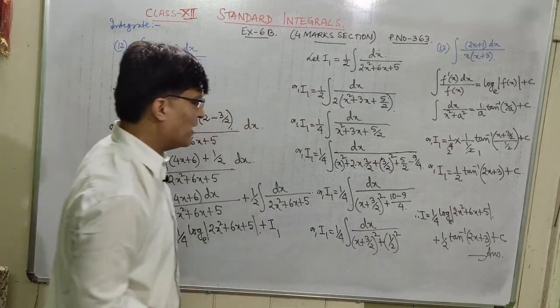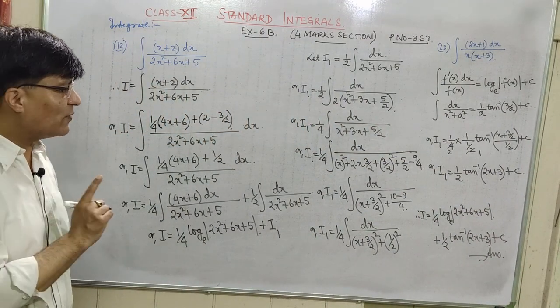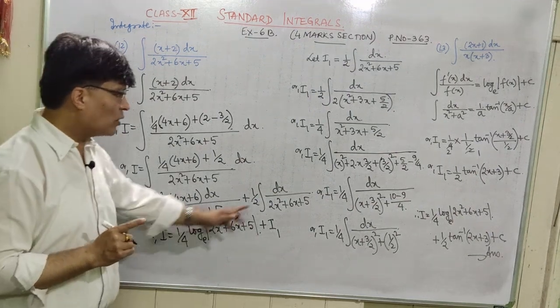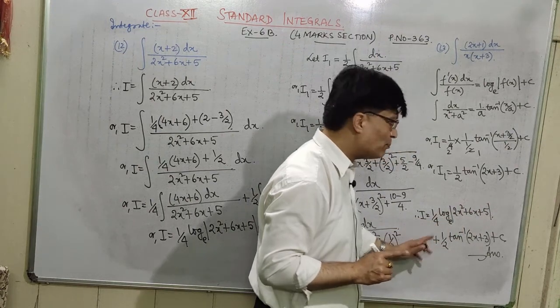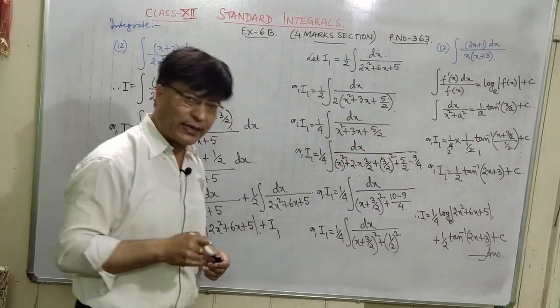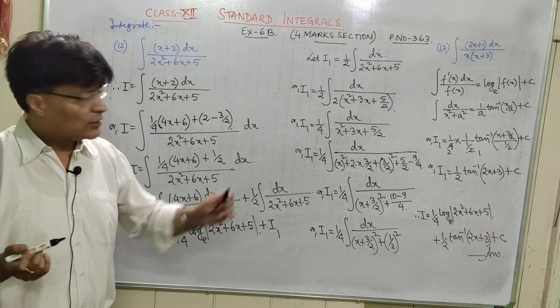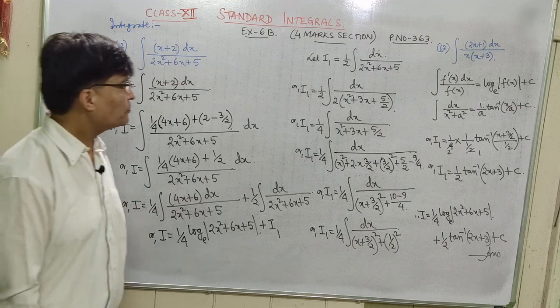So this is the final answer. So what is I here? What is the answer for I? It is 1/4 log within mod 2x square plus 6x plus 5 mod sign closed base e plus half tan inverse within bracket 2x plus 3, bracket closed, plus c. So that is the final answer. So I think you have understood it.